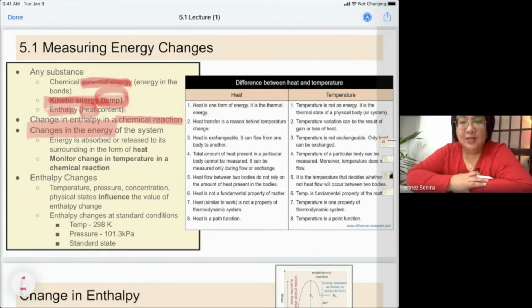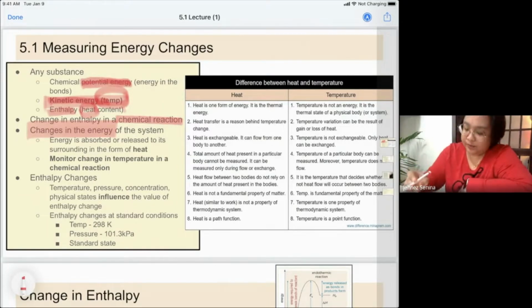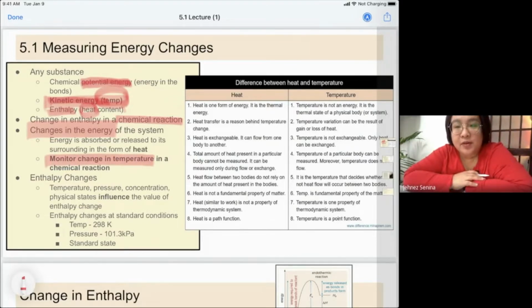When you react it with other substances, here's what you do. You monitor the change in temperature. Okay, temperature will be changing. Why will temperature be changing? I'm just saying warm will move to cooler object, right? There's always going to be some movement of heat once they're reacting.